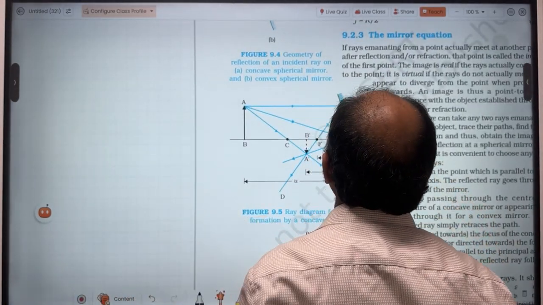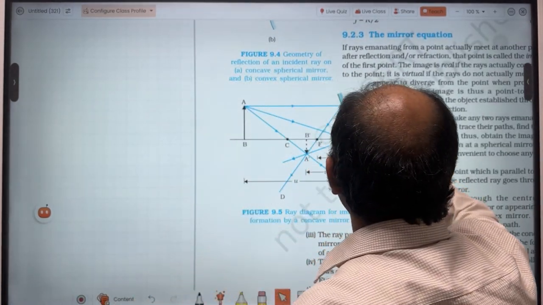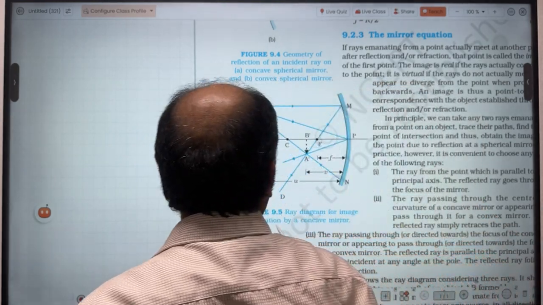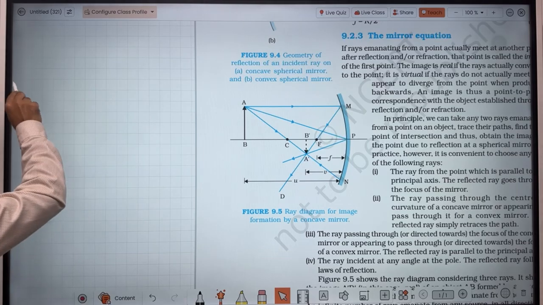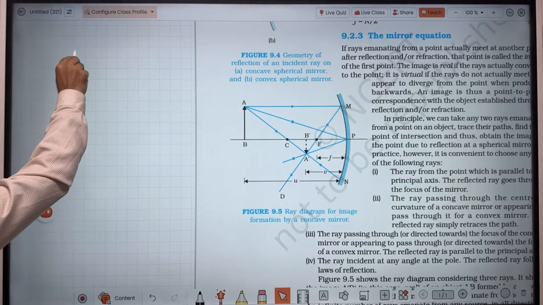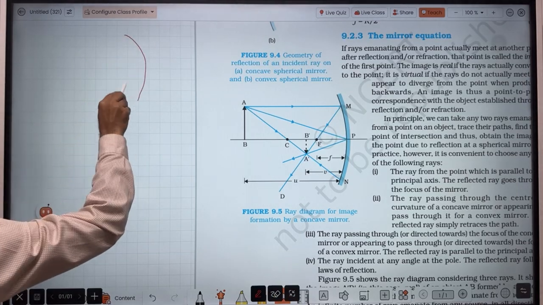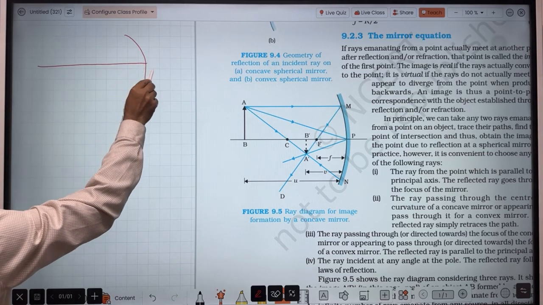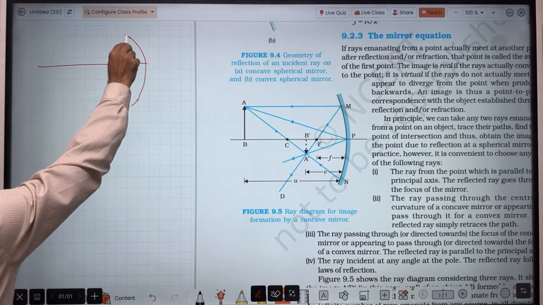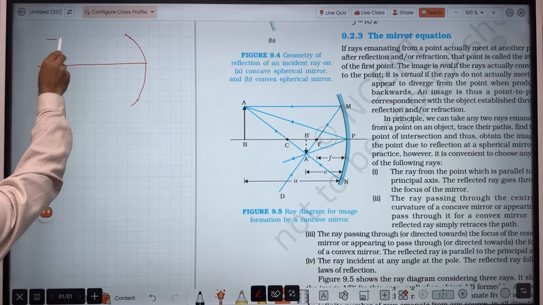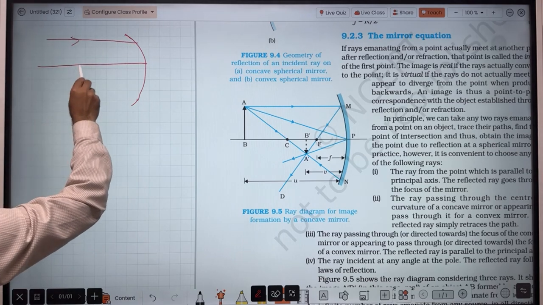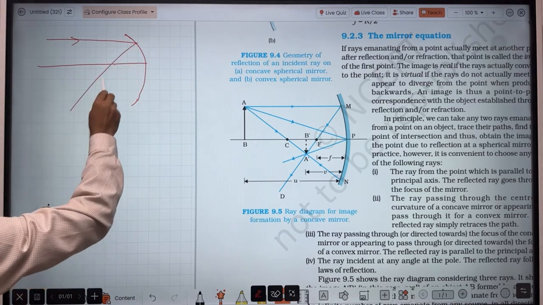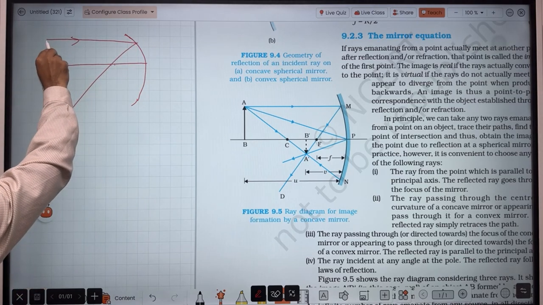Here we will draw a perpendicular from M to this point, and then we will consider it. So let's draw the diagram so that things become clear. This is the mirror, this is the pole, and we will assume that the aperture is small. This is a ray parallel to the principal axis, and it will pass through the focus, right?